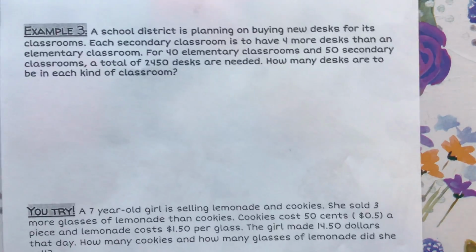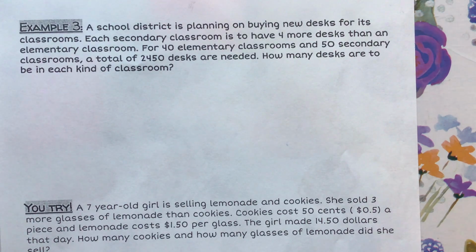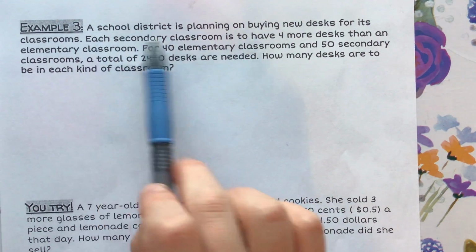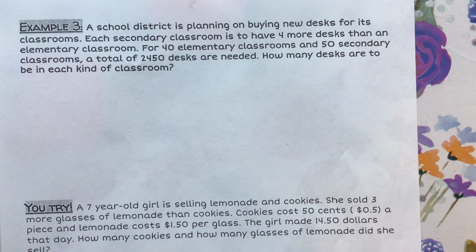Alrighty, in example 3, it says a school district is planning on buying new desks for its classrooms. Each secondary classroom, this just means high school, each high school classroom is to have 4 more desks than an elementary classroom. For 40 elementary classrooms and 50 high school classrooms, a total of 2,450 desks are needed. How many desks are to be in each kind of classroom?